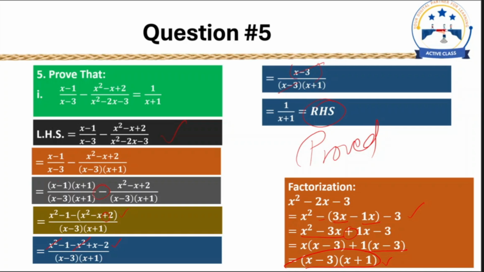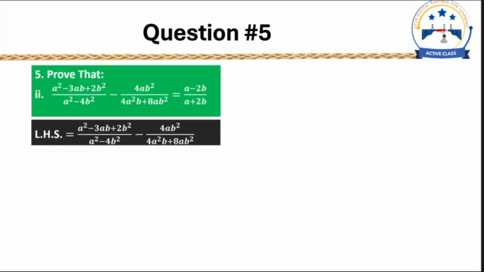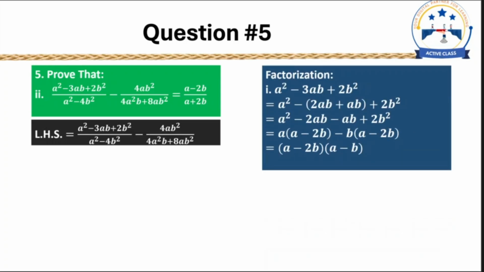Let's do the second question, which is similar to this one. Again, we start from the left hand side. We factorize all the denominators and numerators if possible. Means the first one is a squared minus 3ab plus 2b squared. We need to split the middle term. Like this 2, we factorize 2. 2, 1 is 2, right? And since there is plus, by adding these two factors, we need to form 3, which is possible. So we can split this 3ab as 2ab plus ab.